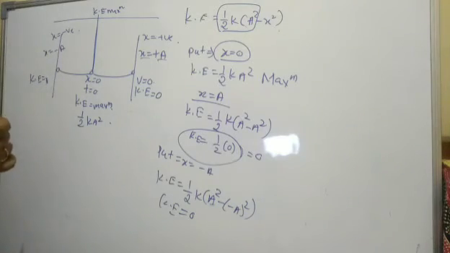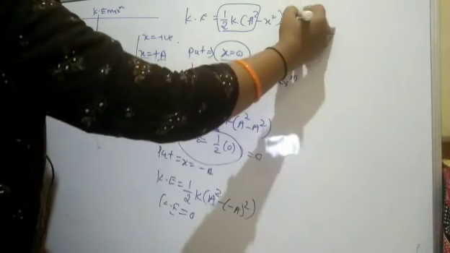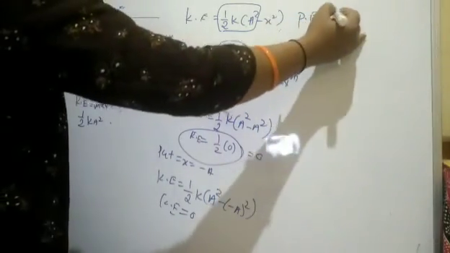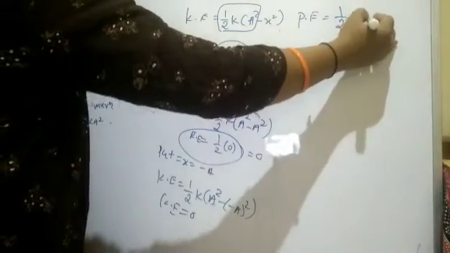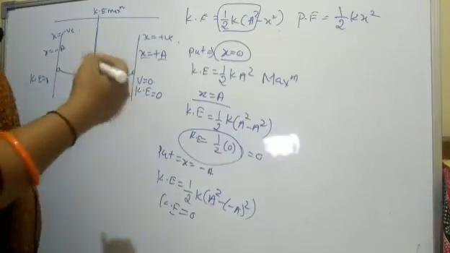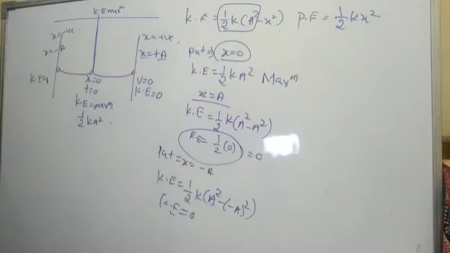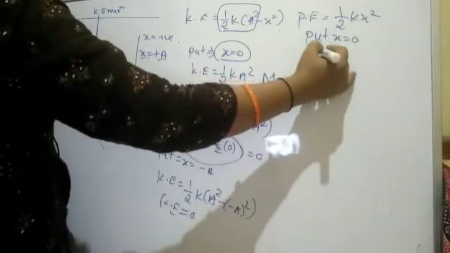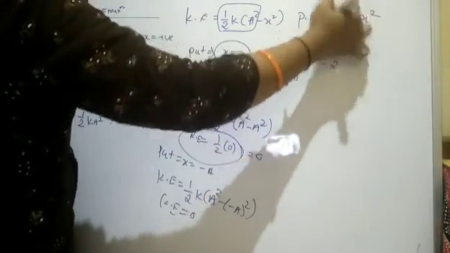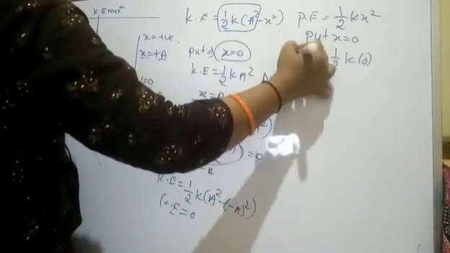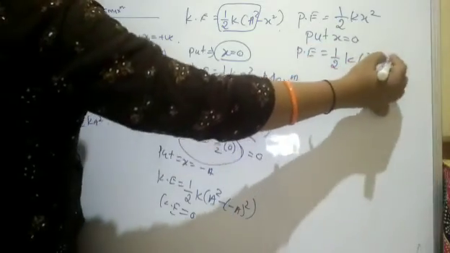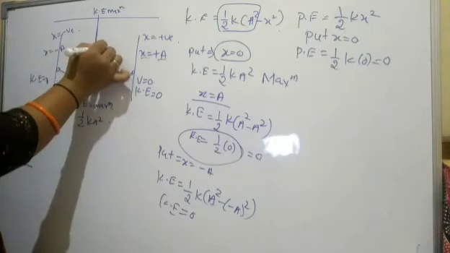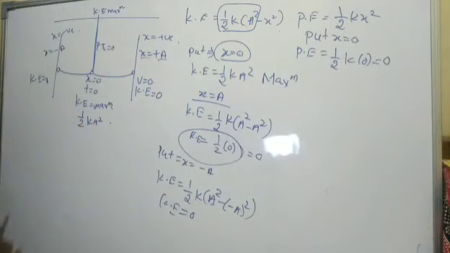When will potential energy be maximum, and when will it be minimum? We have potential energy as 1/2 k x², where x is the displacement, right? Put x = 0 here and we get 1/2 k × 0, so potential energy will be equal to 0 at the mean position. Look here, I'll write it: potential energy is equal to 0 at the mean position.